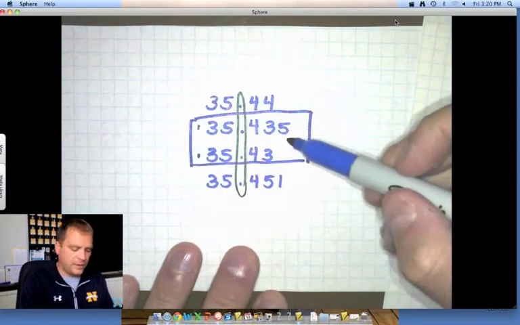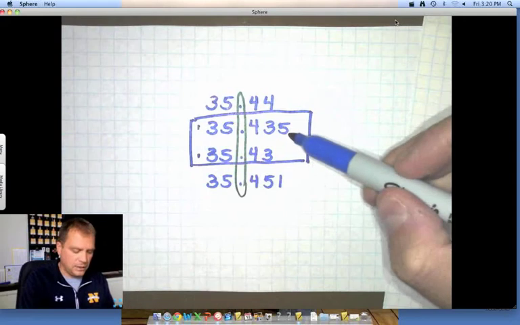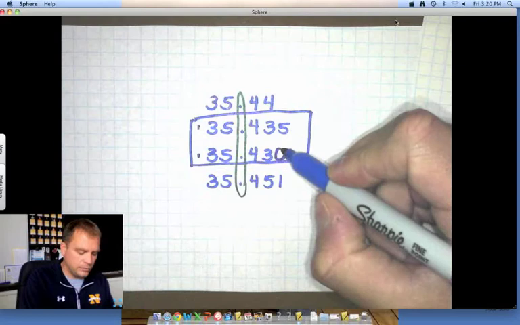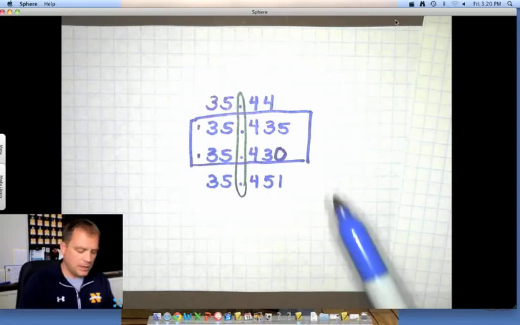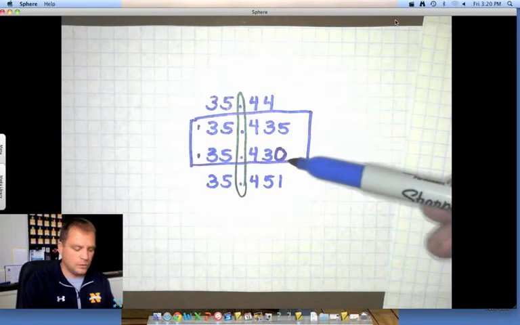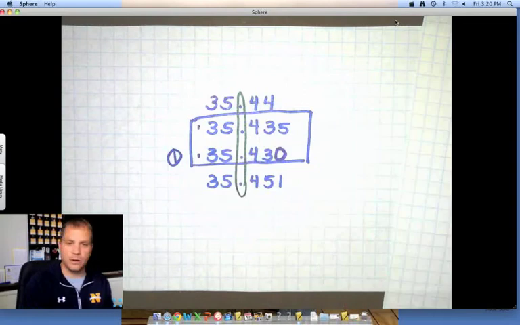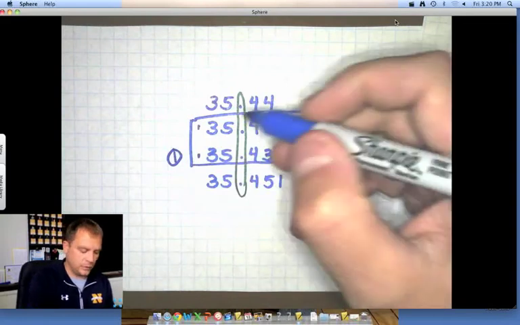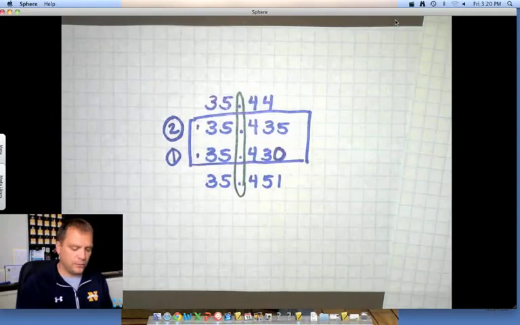And since my 35 and 435 thousandths has a digit in the thousandths column, I'm going to put a 0 in the other number, because 430 thousandths is the same as 43 hundredths. And when I do that, I can visually see that 5 is greater than 0. So my smallest number is 35 and 430 thousandths, or 43 hundredths. My next number is 35 and 435 thousandths.